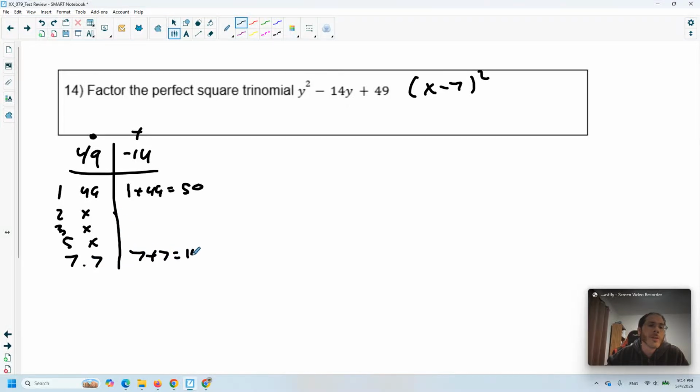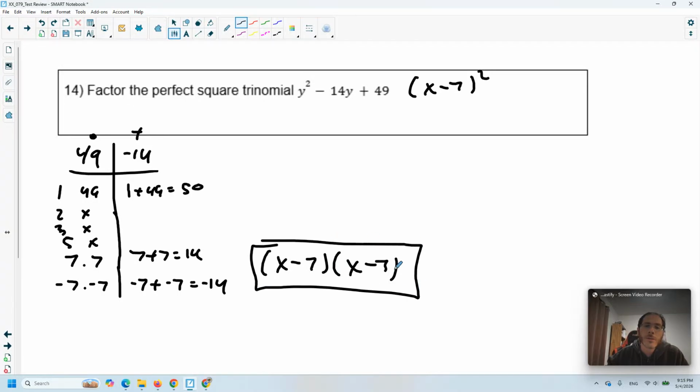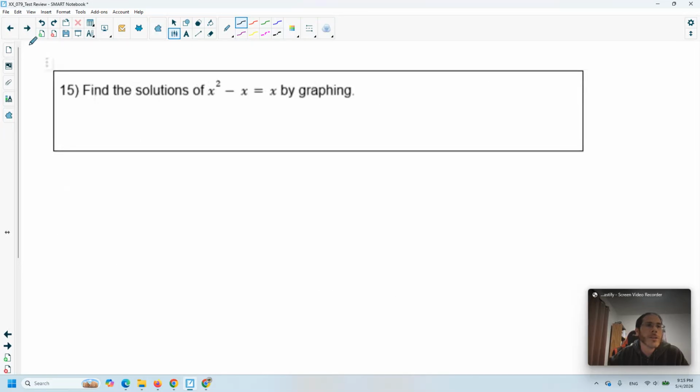7 plus 7 is 14. So we want the negative versions. Negative 7 plus negative 7 is negative 14. So the other way to write it, x minus 7 times another x minus 7. And that's it. So pretty nice. Again, since it says it's a perfect square trinomial, we know it's going to be something squared at the end. So you could use that to your advantage.